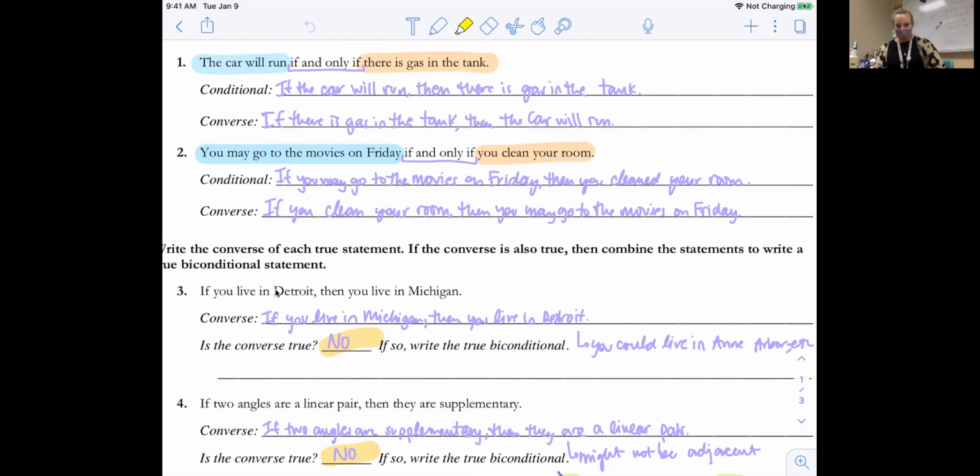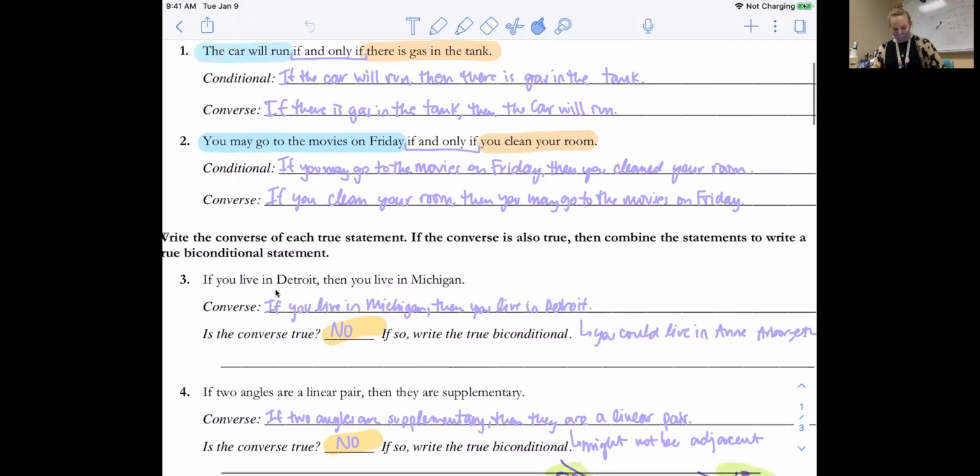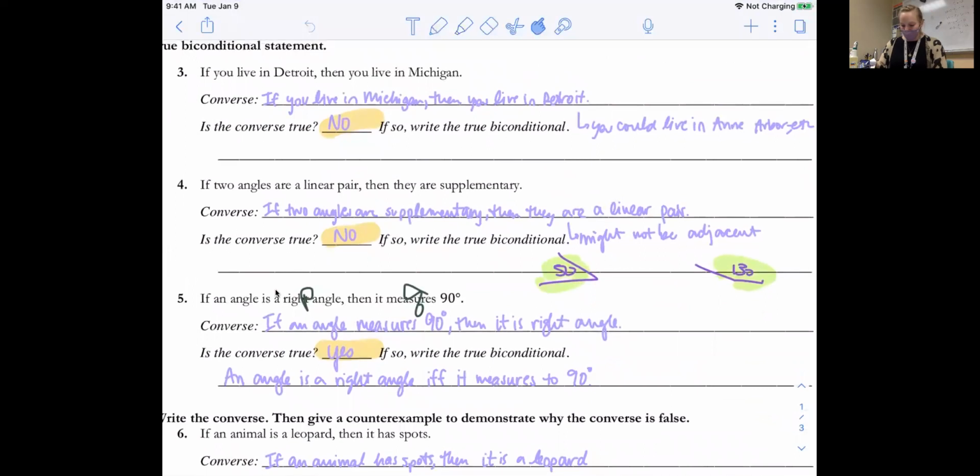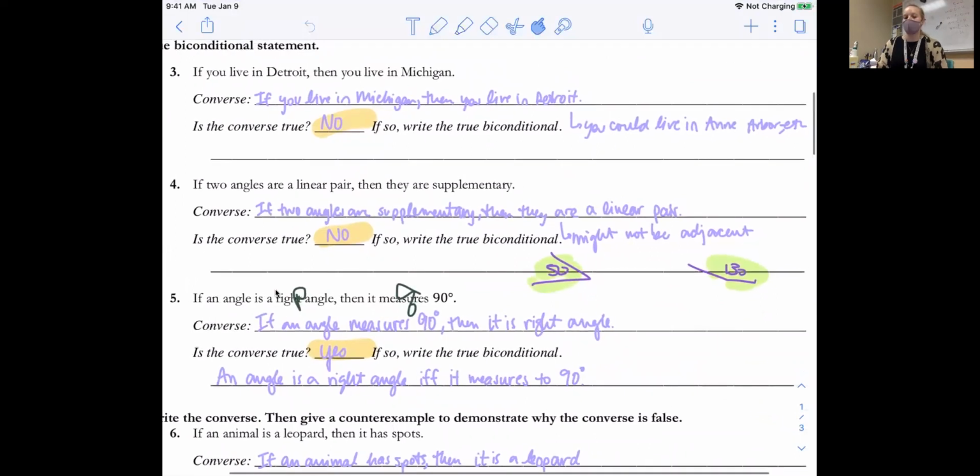Number 3 and 4 and 5 say write the converse. If it's true, then combine them to a biconditional. So 3 and 4 I got were not true, so I don't have a biconditional. If you live in Detroit, then you live in Michigan. If you live in Michigan, then you live in Detroit. That's not true. You can live in a bunch of places in Michigan. My sister goes to the University of Michigan for law school, and that's not in Detroit, so that's a counterexample.